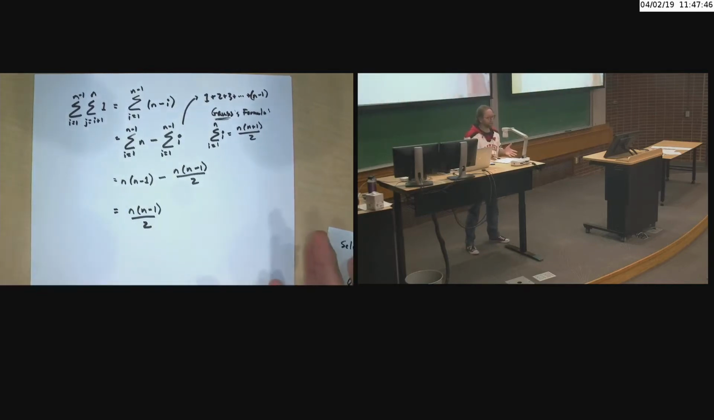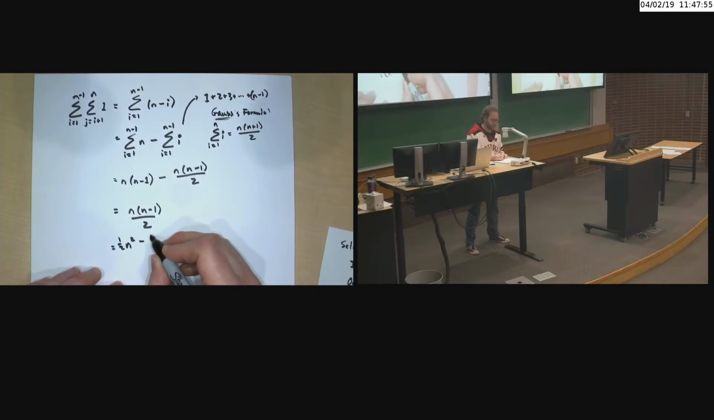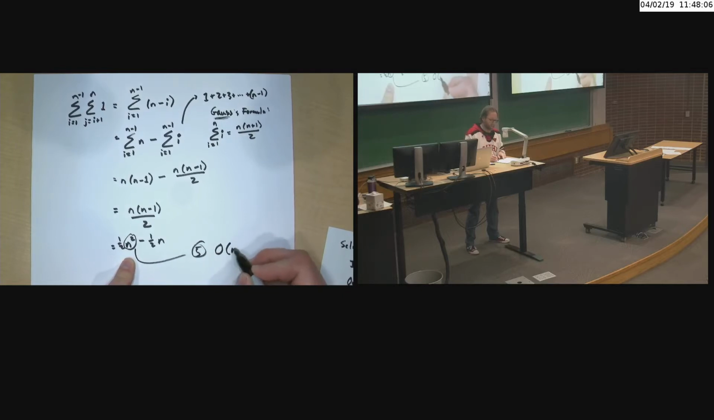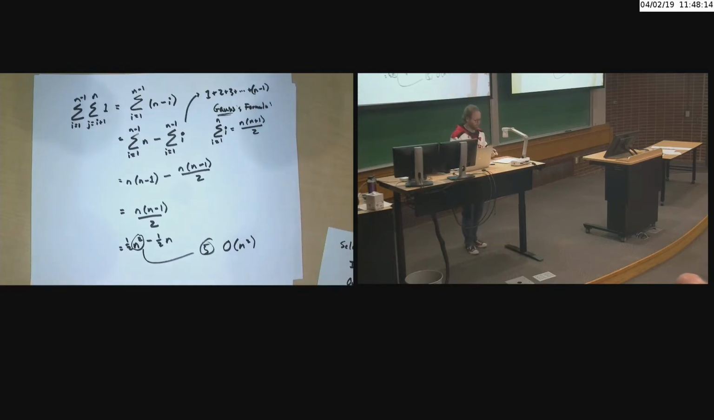Now, if I expand this out, what's the most important term here? n squared times 1/2 minus 1/2 n. What's the most important term? n squared. And so step 5, which we'll get to in a moment, is going to be order n squared. Right? Ignore lower order terms, ignore constants, and you get what's called big O analysis. Okay? All right, let's switch over to that.